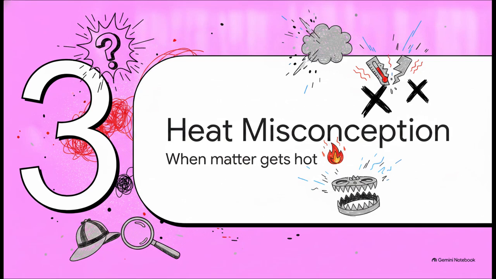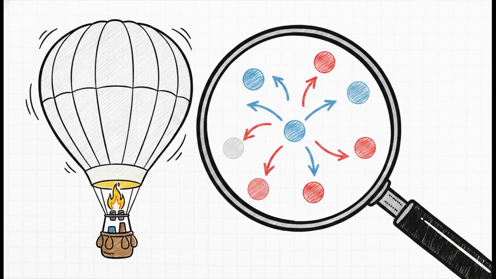Okay, Section 3, the big heat misconception. What really happens when matter gets hot? All right, it is time to put on our Mythbuster hats. What actually happens to the particles when we add or remove heat? We all know temperature changes matter, right? When things get hot, they often expand, kind of like a hot air balloon inflating. But what is actually happening down at that invisible, microscopic level to those constantly moving atoms and molecules?